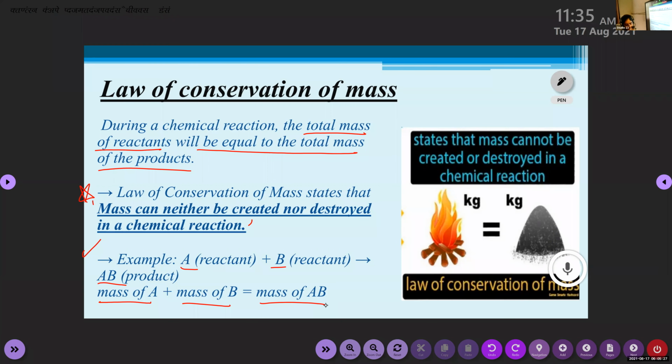Sridev, can you please read the slide? Law of conservation of mass. During a chemical reaction, the total mass of reactants will be equal to the total mass of the products. Law of conservation of mass states that mass can neither be created nor destroyed in a chemical reaction. Example: A is a reactant plus B, another reactant, gives AB, which is the product. Mass of A plus mass of B equals mass of AB.